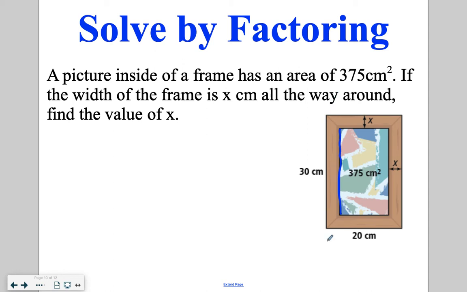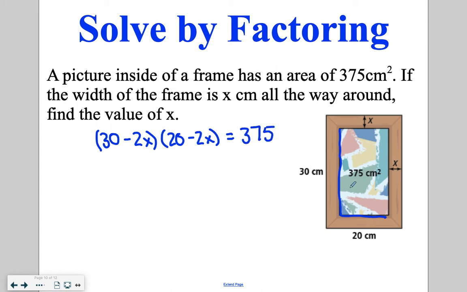So we need to figure out how tall this height is. They tell us the whole frame is 30. So I've got 30, but then I have to take away the top x and the bottom x. So I'm going to take away twice times that width. That's how far it is up and down. Looking across, the whole way across is 20, but I'm going to have to, once again, take off twice times that width, and that area is going to equal 375.